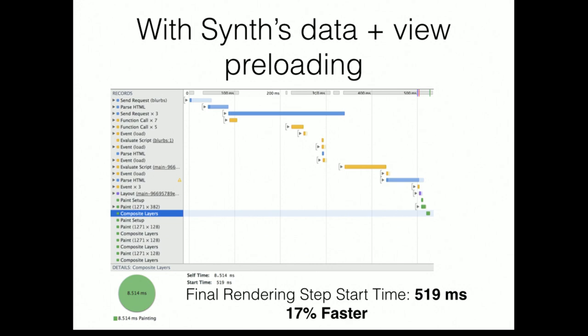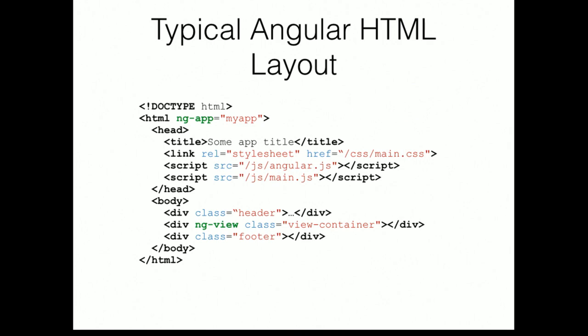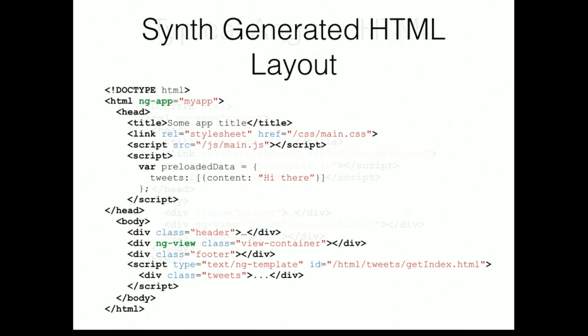So how does this preloading actually work? How do you send both the HTML and the data to the user in one go? So here's what a typical Angular HTML layout would look like. Hopefully most of you here would recognize this, where you have your header, which specifies your CSS and your JavaScript. And then in the body, you have a div of type ngView. And then further HTML will be injected by Angular into that view, and those views will be combined with data it fetches from an API. So Synth instead will return this.